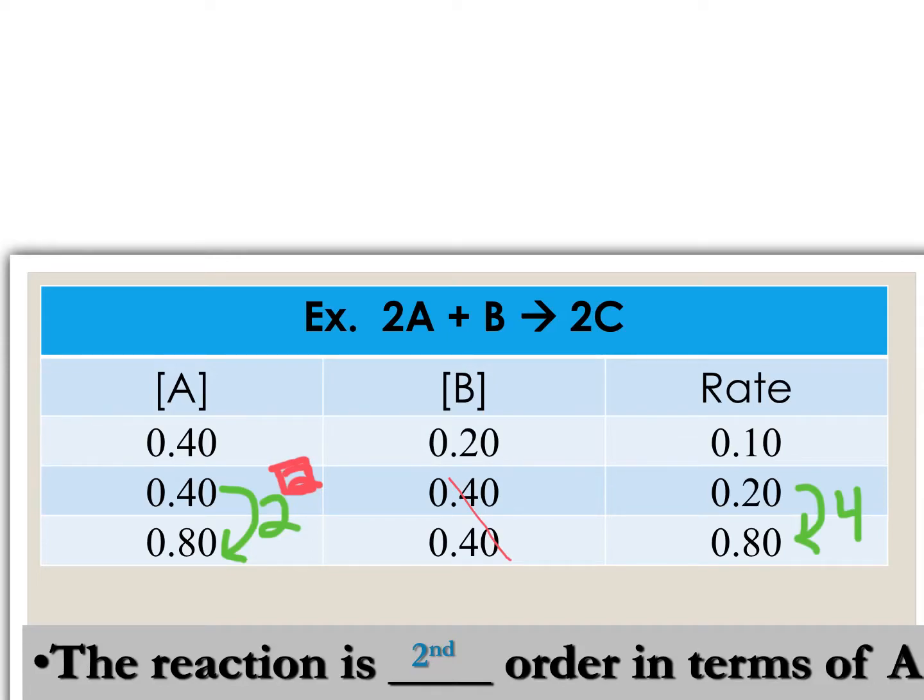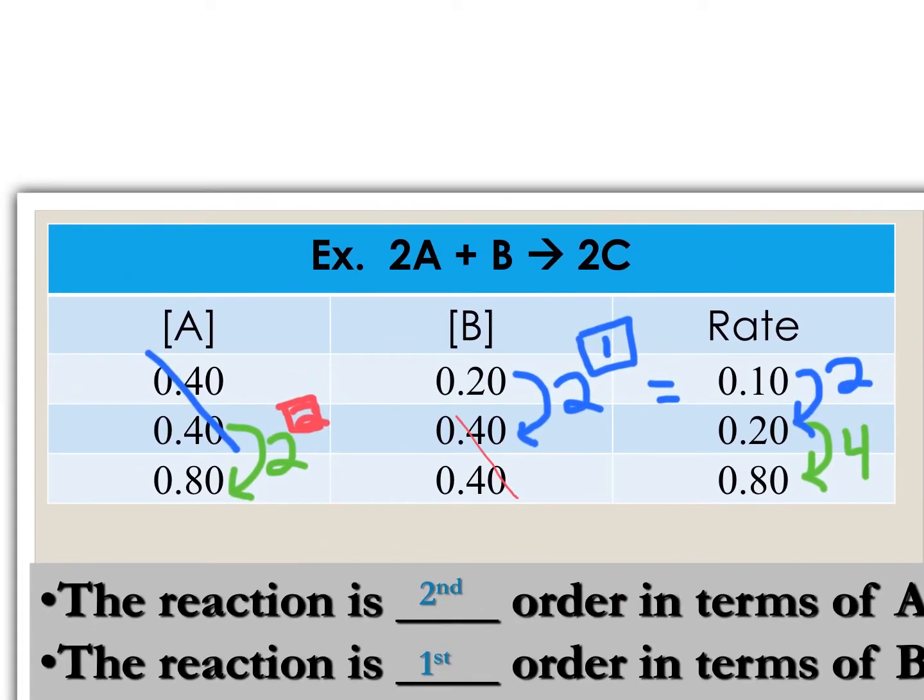Now if I want to see what the reaction is in terms of B, I need to change B, but keep A constant. So in this case, I keep A constant for the first 2 trials, and I changed B by a multiple of 2, and the effect that had on the rate was also a multiple of 2. To find the order, you look at the exponent. 2 to the 1 power would equal a 2 change in the rate. So it is first order in terms of B.